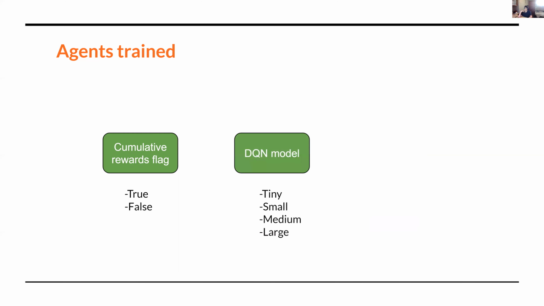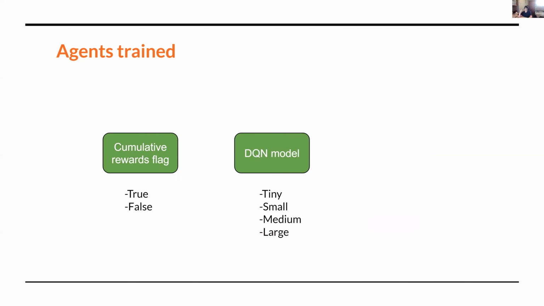We have a lot of different hyperparameter combinations for each agent. The first is the cumulative rewards flag. I already mentioned that the cumulative rewards was an optional input. It was not always given. So it is either true or false, depending on whether the cumulative rewards were fed or not to the agent every time step. Then there's the DQN model that was used.